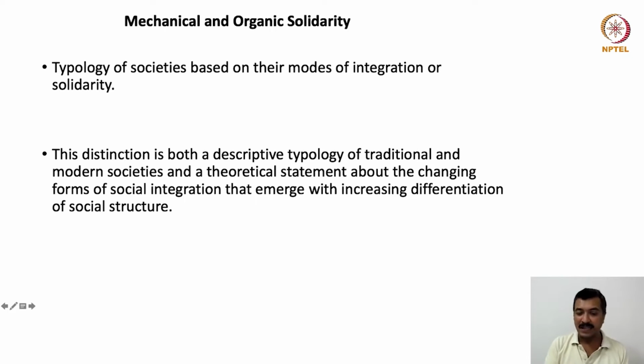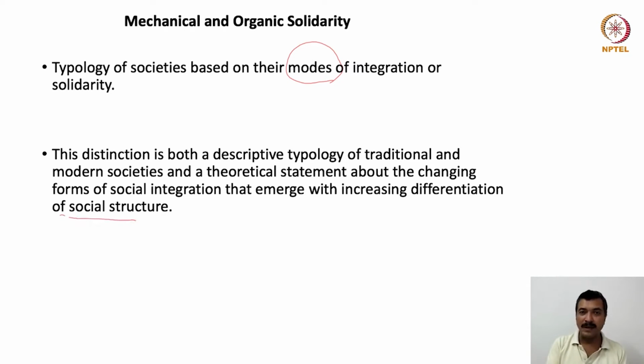So the typology of society is based on their modes of integration. What kind of integration do they have? What are the mechanisms of this integration between an individual and a society? This distinction is both a descriptive typology of traditional and modern societies and a theoretical statement about the changing forms of social integration that emerge with increasing differentiation of social structure.